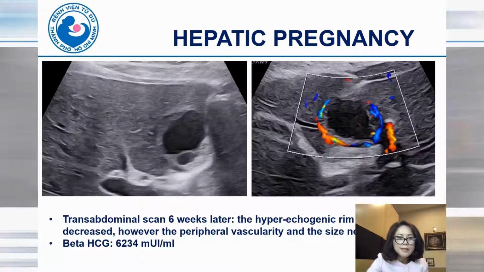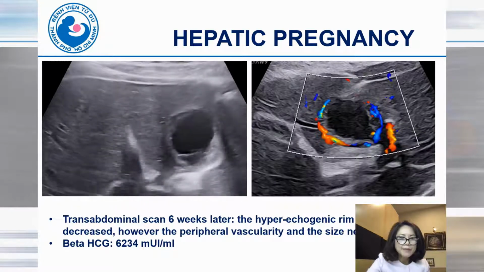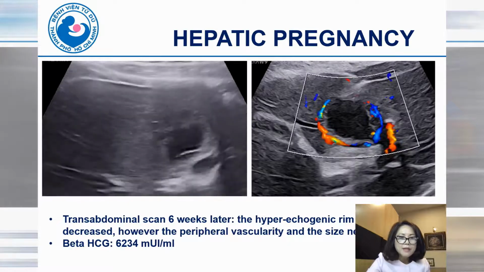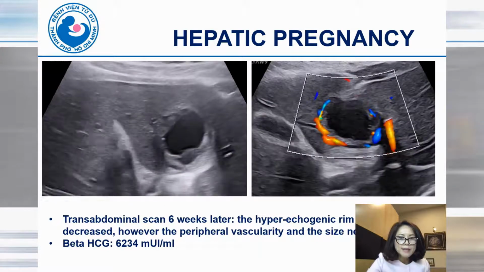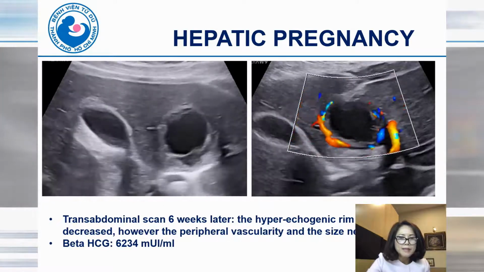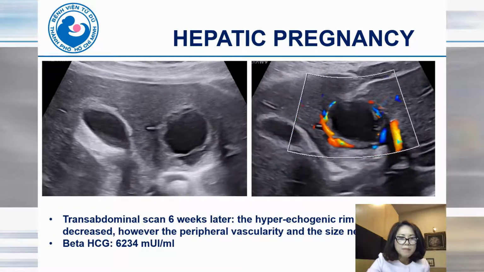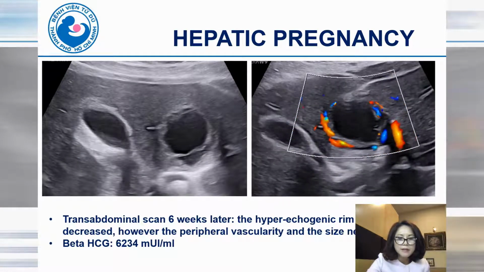And this is the scan 6 weeks later. We can see the hypoechogenicity has decreased. However, the peripheral vascularity and the size of the gestational sac are nearly the same, but the beta HCG has decreased more.